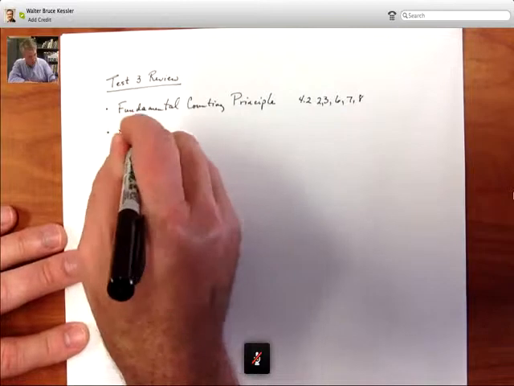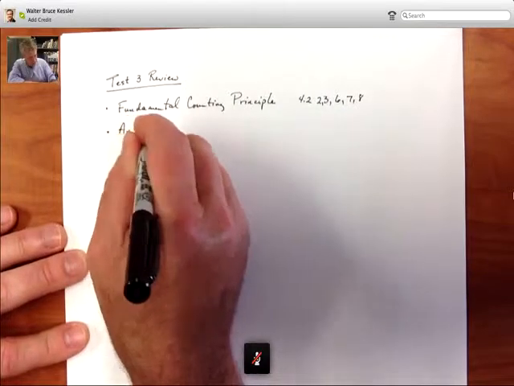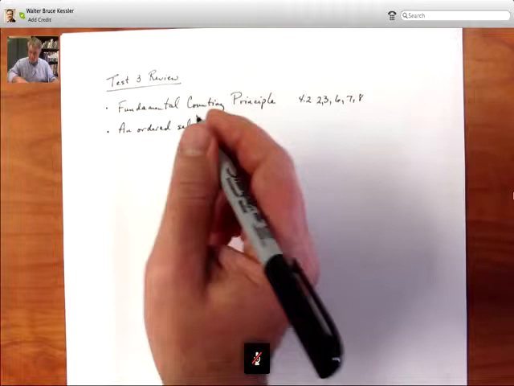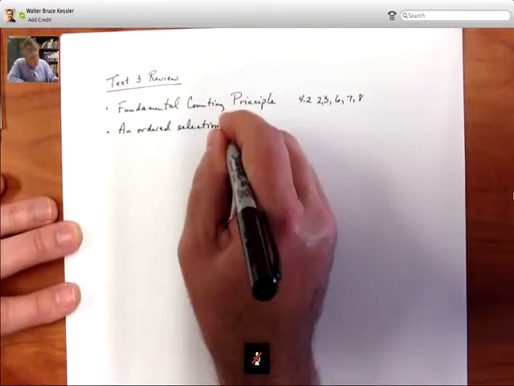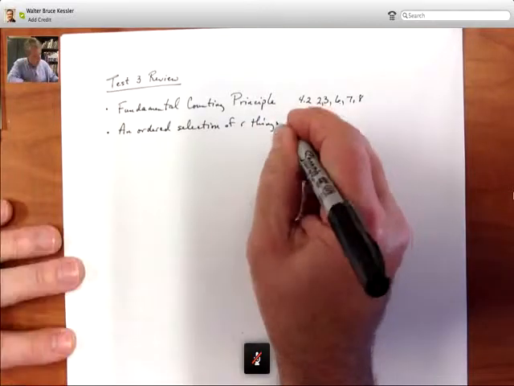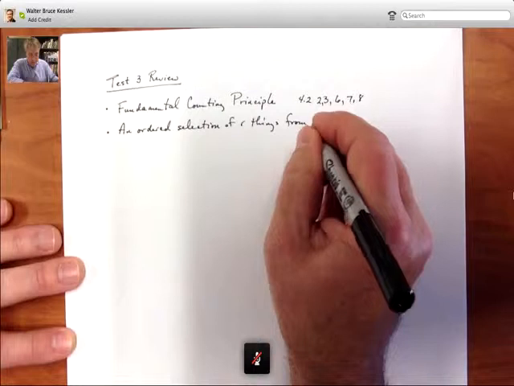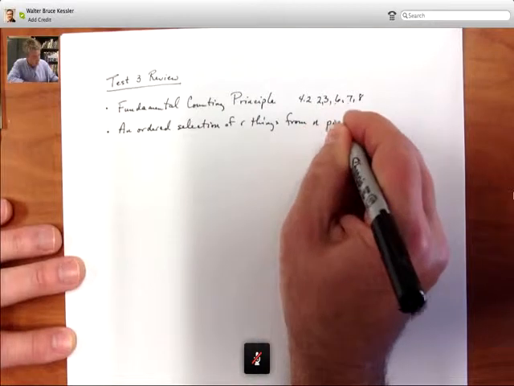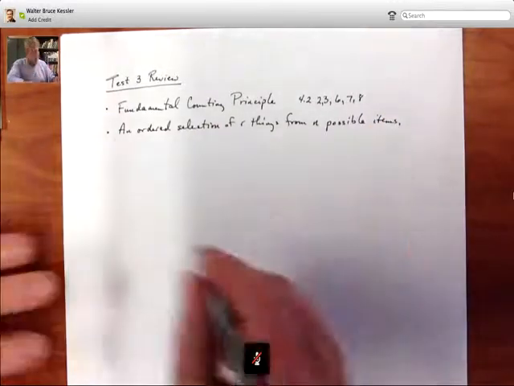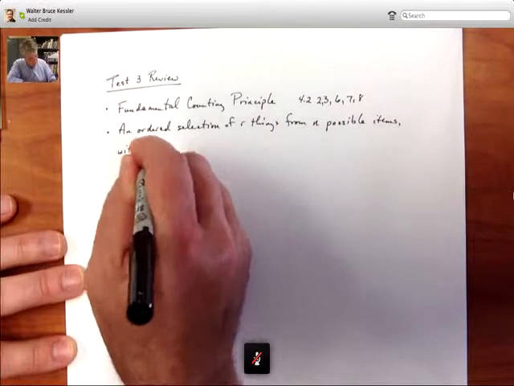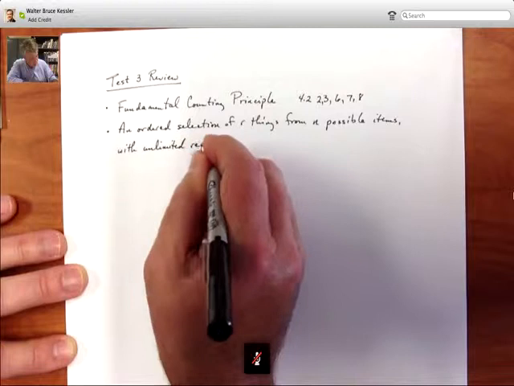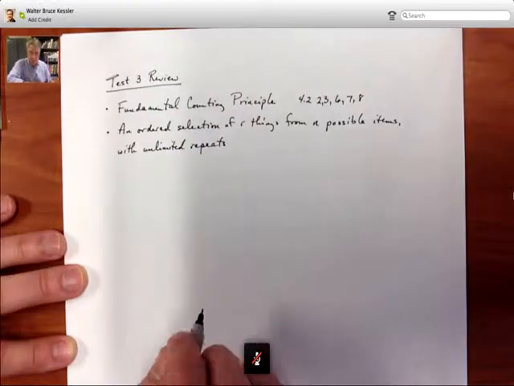If we are looking at an ordered selection of R things from N possible items, with unlimited repeats.